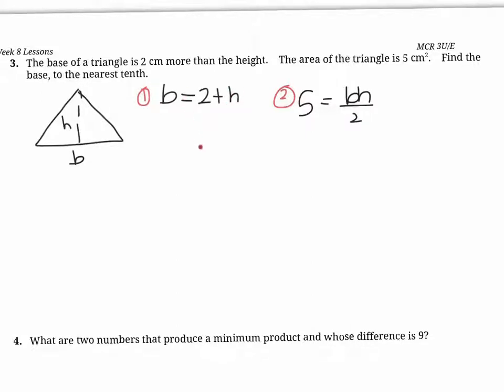So I'm going to input the linear equation into the nonlinear equation. I'm going to input this into here. So we have 5 is equal to, instead of base, we have 2 plus H, and then H divided by 2.